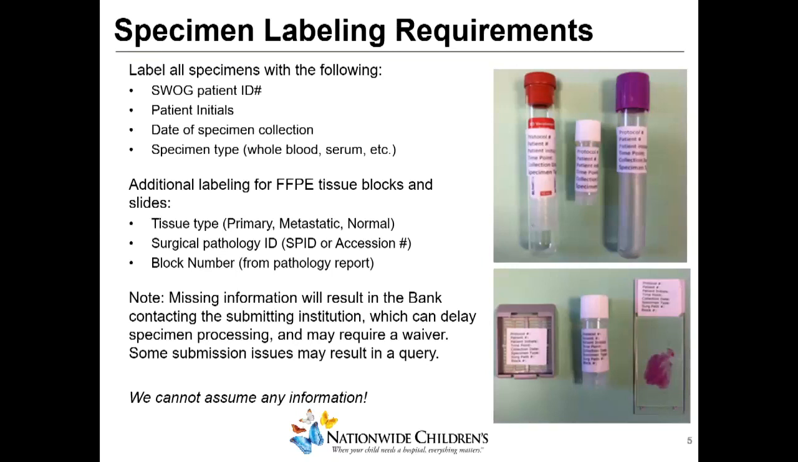Additional labeling for FFP materials include tissue type, surgical pathology ID or accession number, and block number. We are unable to assume any of the required labeling information, and missing information will result in the bank contacting the submitting institution for follow-up. Some submission issues may result in a query. Please note that the S2101 IMatch protocol has special labeling requirements, including the SWOG specimen number. If your site is involved in the study, please review the current version of the protocol for the most up-to-date labeling requirements, or reach out to us if you have any questions.